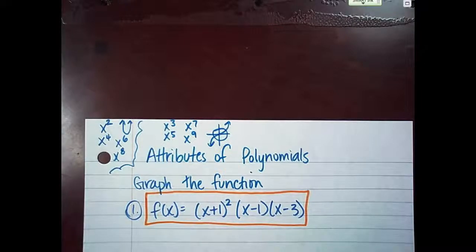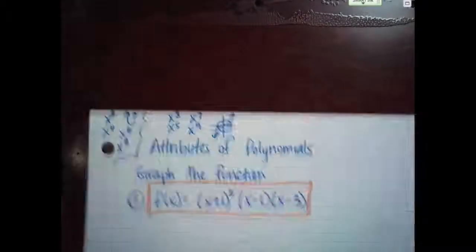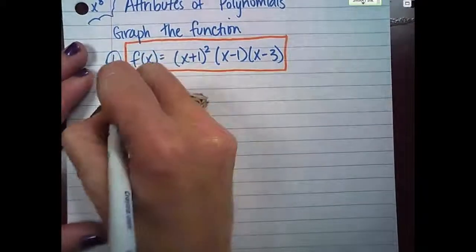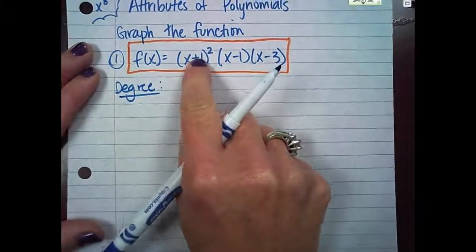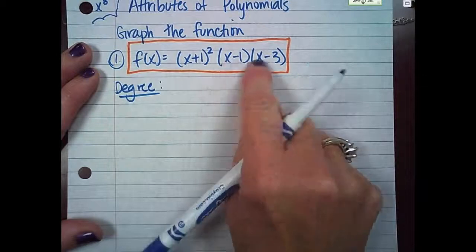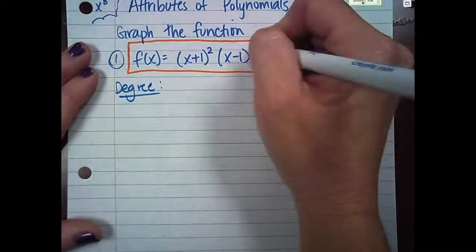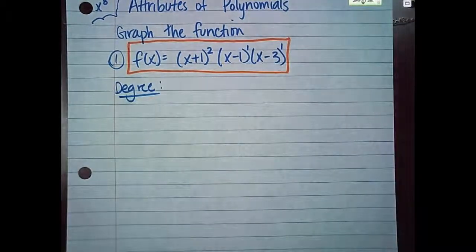Okay, so what is the degree of this polynomial? I heard it. It's what? 2 here. Well, how many here? 1 and how many here? 1. So 2, 1, and 1 make how much? 2 plus 1 plus 1 make 4. Okay?